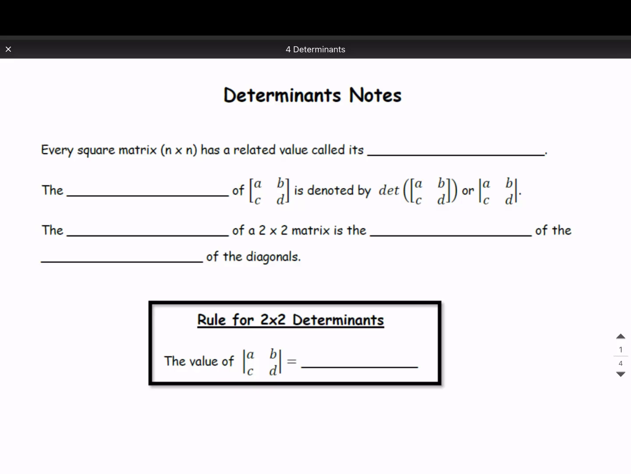Hello, my darlings. Okay, so today we're going to talk about something called determinants. Every square matrix, which means the number of the rows is the same as the number of columns, has a related value called its determinant.